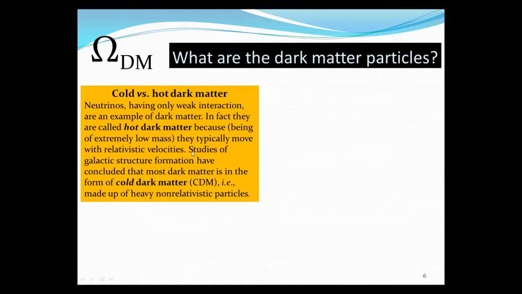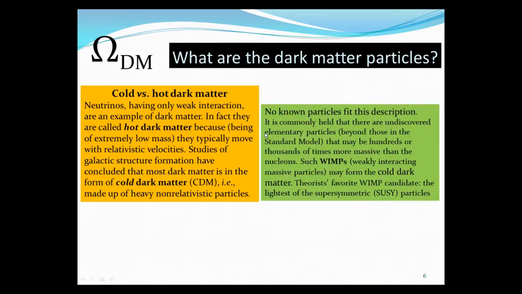But the study of galactic structure formation has concluded that most dark matter is in the form of cold dark matter, which means they are heavy and non-relativistic particles, not like neutrinos. So neutrinos cannot be the dominant dark matter. But there are no known particles that fit this cold dark matter description.